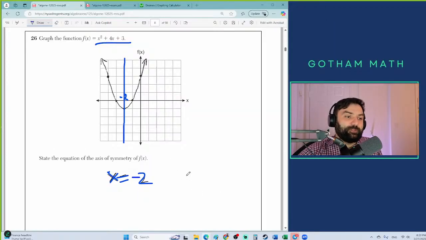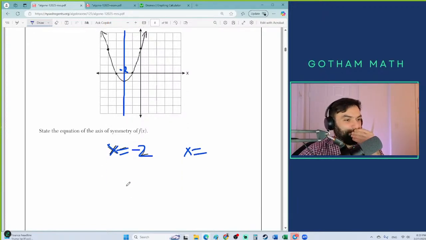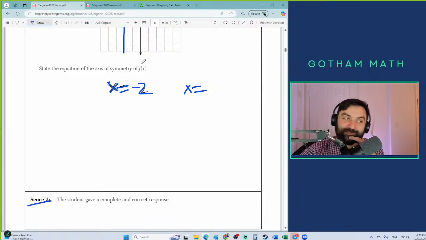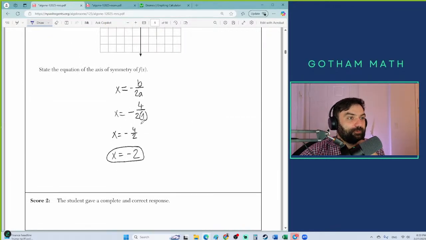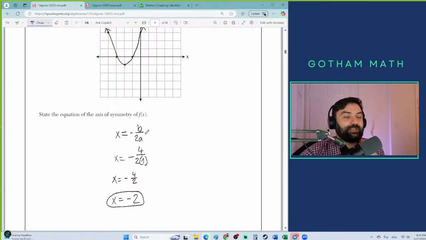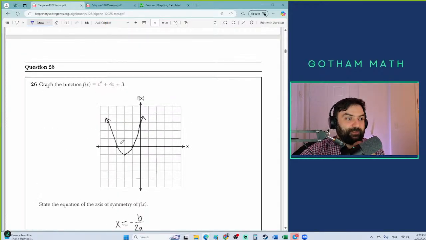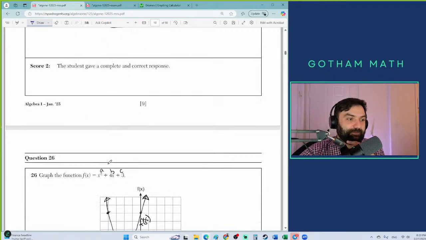That's how it will always be. It's going to be x equals, and the number this line is going through. Full credit, guys. Look at this. Very good. This is also full credit. -b over 2a. That's what I showed you already. Got -2, and these points probably also from the calculator. All right.